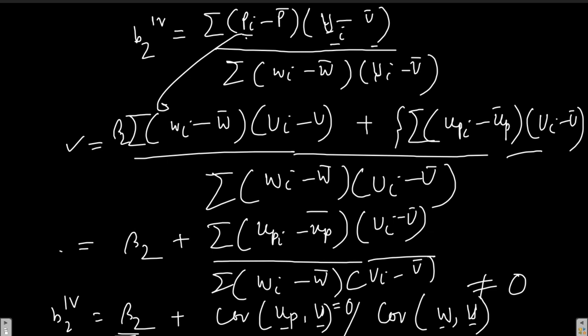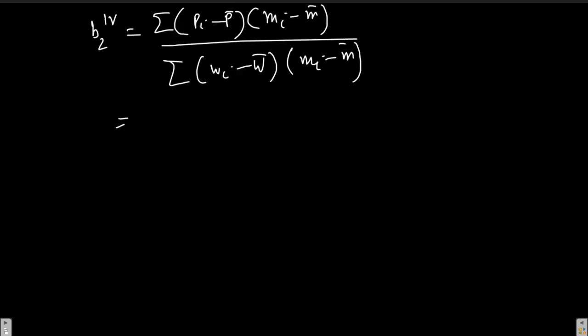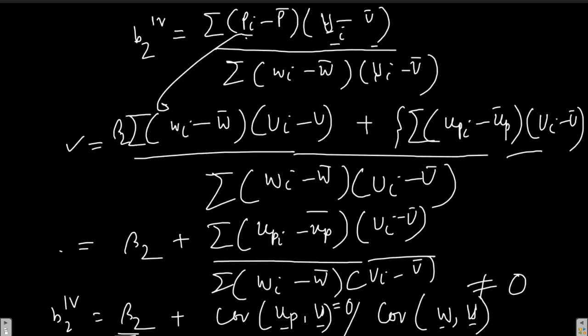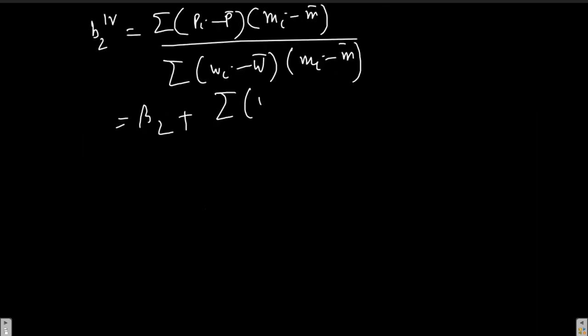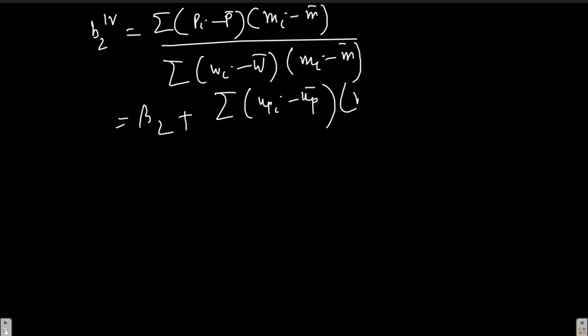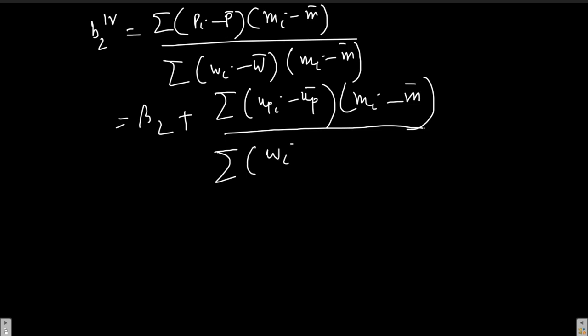Now we have seen this previous equation, so I'm not going to repeat step 2. I'm straight away going to step 3, which is basically beta 2 plus the summation of small upi minus up bar into mi minus m bar, and in the denominator I'm going to have the same terms as it is, wi minus w bar into mi minus m bar. Now, if I take a limit on both sides, I basically multiply 1 by n on both numerator and denominator.